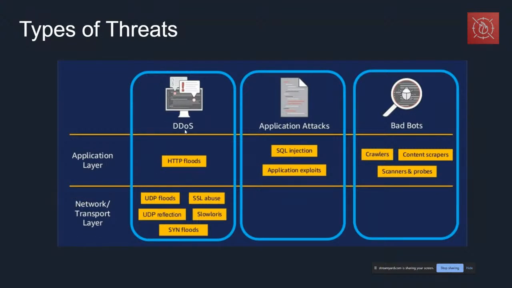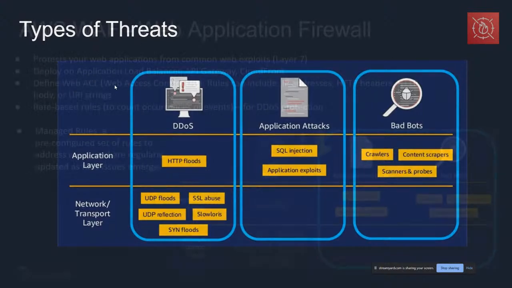So the very famous types of attacks are DDoS attacks. DDoS attacks can happen in both these layers. For the application layer, there's an attack called HTTP flood, and for the transport layer, attacks on different types of ports. There are application attacks such as SQL injections or cross-site scripting. Then there are bad bots, crawlers that can attack your system, right? So these are the different types of threats that you need to tackle when you host an application on cloud.